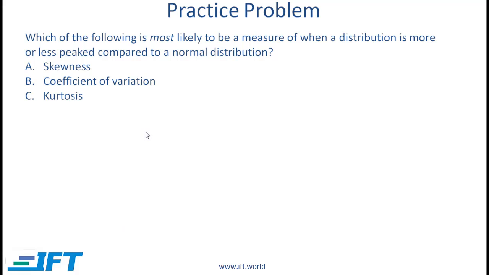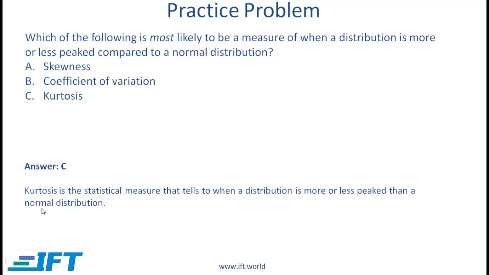Here are the sorts of questions you might see on the exam. Which of the following is most likely to be a measure of when a distribution is more or less peaked compared to a normal distribution? So all you really need to do here is remember the term. The correct answer, as you have just seen, is C.